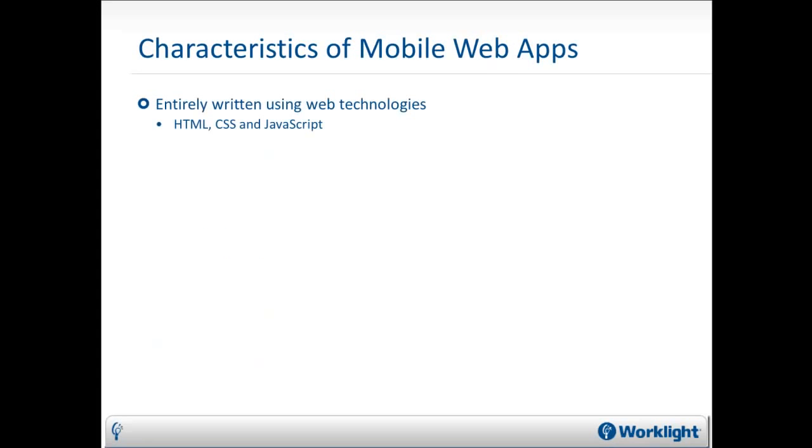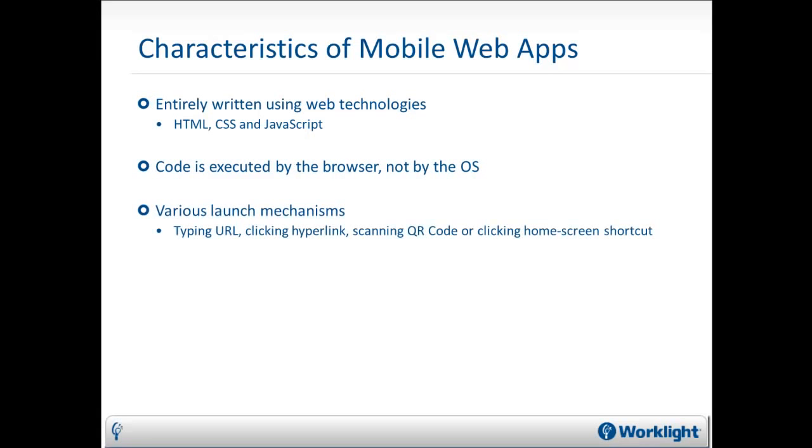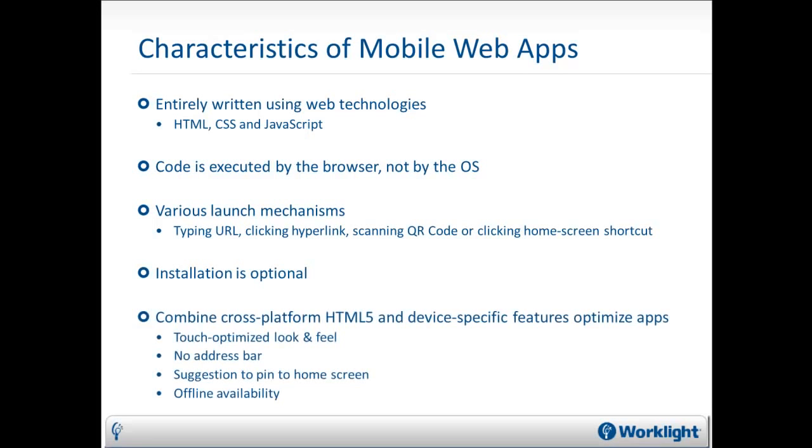So let's recap. Web apps are entirely written in HTML, CSS, and JavaScript. Their code is executed by the browser. There are several ways to launch them, and their installation is optional. They can easily support multiple mobile OSs and can be extended with device-specific enhancements to make them behave more like native apps. So if web apps can do so much, who needs native?